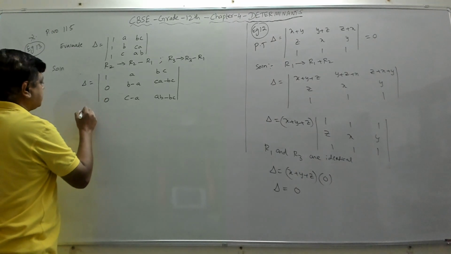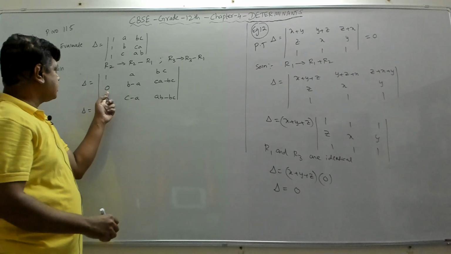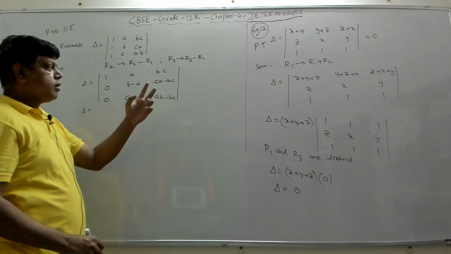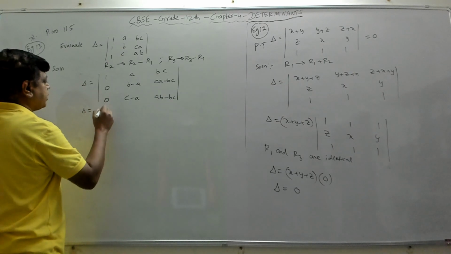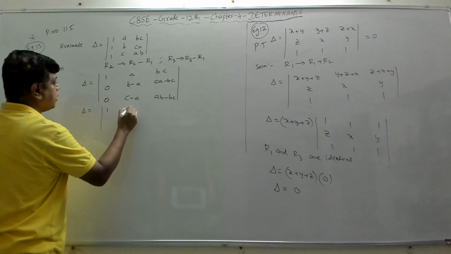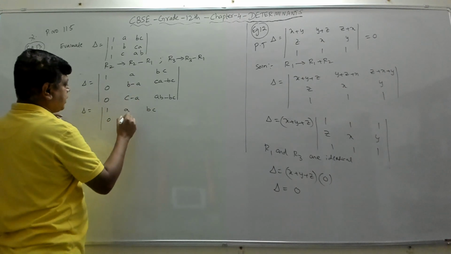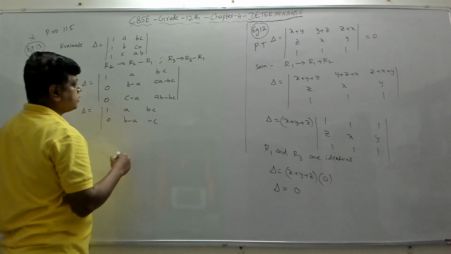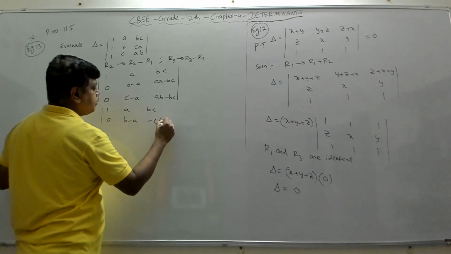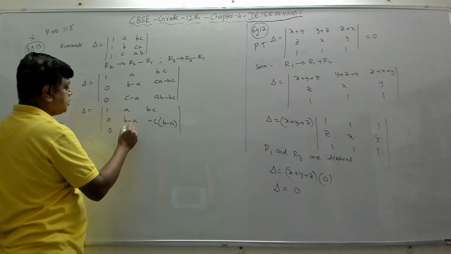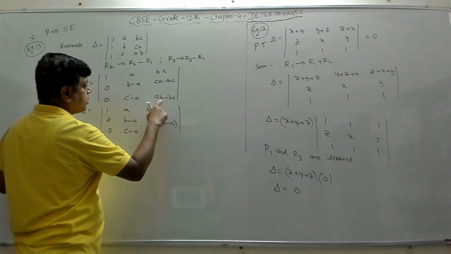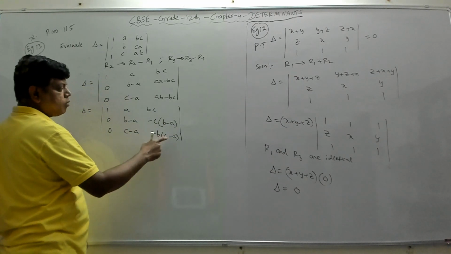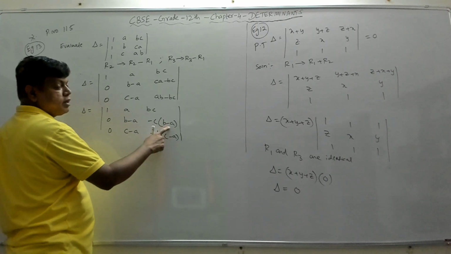Now delta equal to, let's see if something is common. If you see here, this has 0, this has B minus A. If I take minus C common here, I'll get B minus A. So I will write this as the determinant 1 A B C, 0, B minus A. If I take minus C common, then this will become B minus A. Similarly 0, and this is C minus A. Here again, if I take minus B common, I'll get C minus A. Since C minus A is here, I am trying to take C minus A here also. Since B minus A is here, I am trying to take B minus A here also.